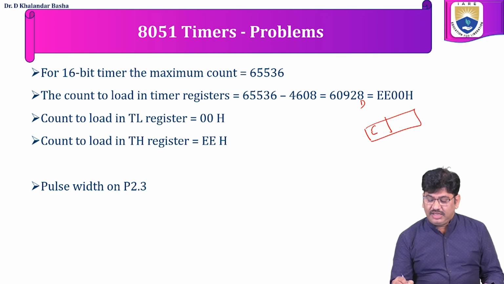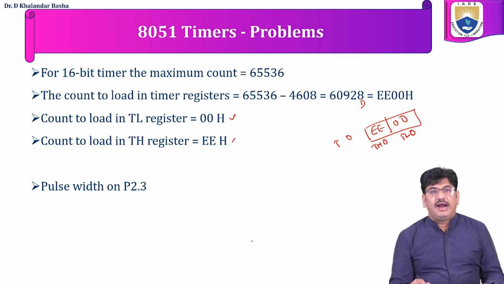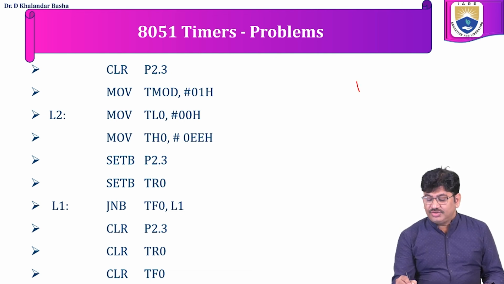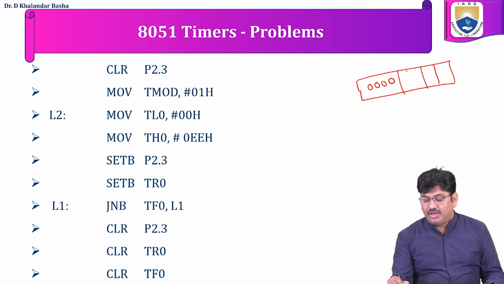So this count EE00 will be loaded into the T0 register. That is, TL0 will be loaded with 00H. TH0 will be loaded with EEH. And the pulse width which we are going to measure is seen on P2.3. First clear P2.3. Now we are using timer 0. So the upper 4 bits are 0. Whereas for the lower bits, that is for timer 0, we want to configure 16-bit mode. So we write this as 01.